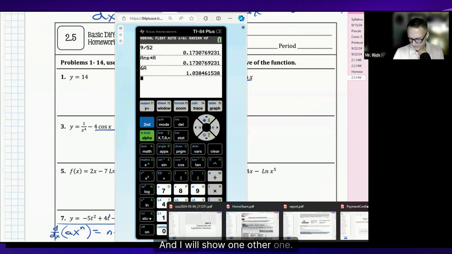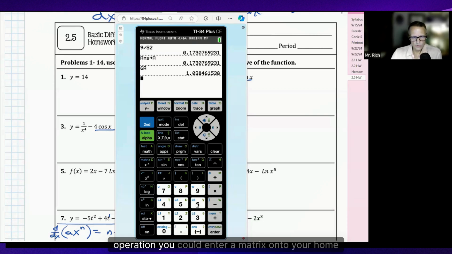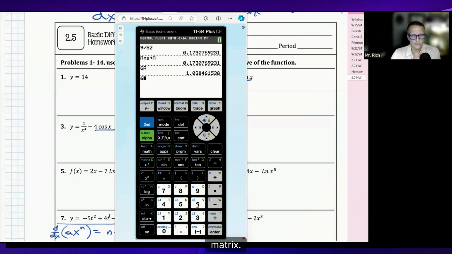And I will show one other one. I think I showed this on a prior session, and it has to do with matrices. If you're a student that's taking the ACT, you will know that occasionally you run into matrix problems. And a lot of times they're not problems you could do on a calculator, but sometimes they are, right? But they'll be completely numeric. If you wanted to do some sort of matrix operation, you could enter a matrix onto your home screen. Like, suppose I needed to take 6 times some matrix.